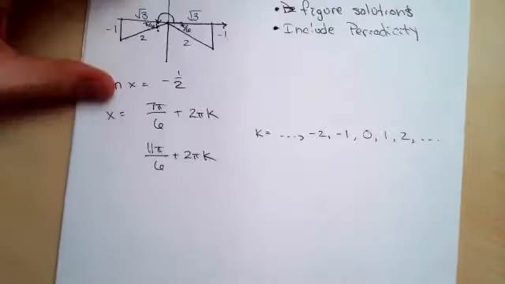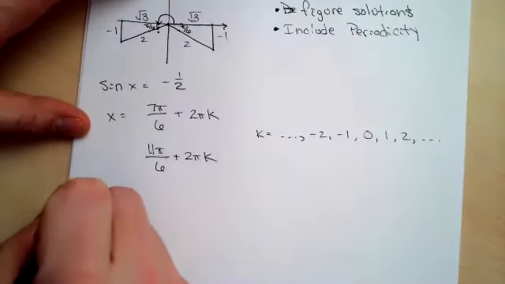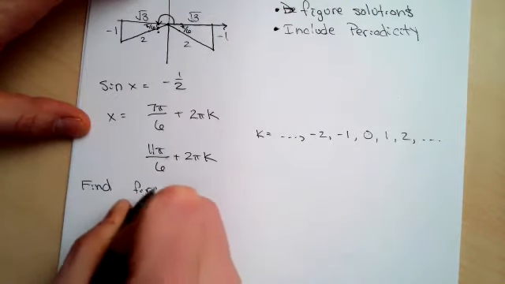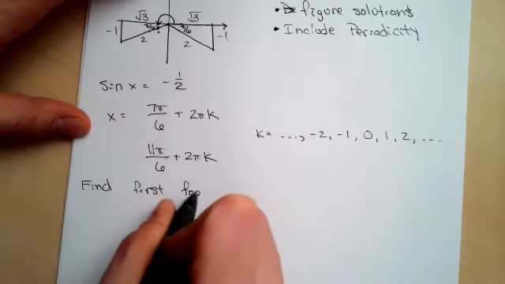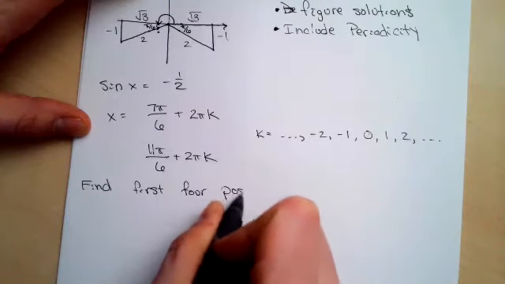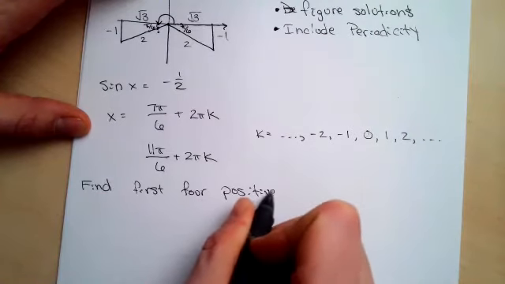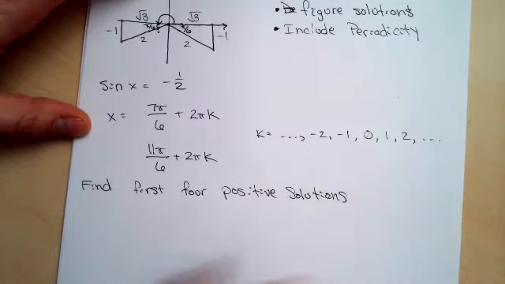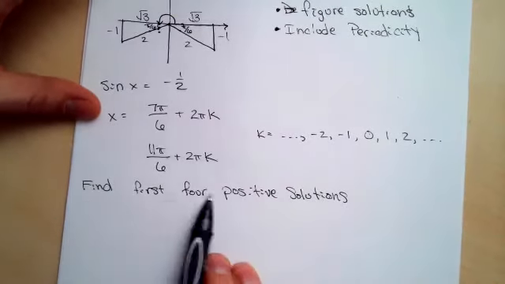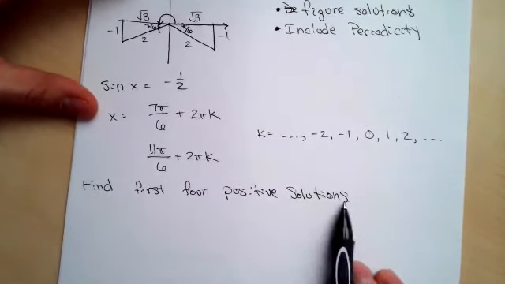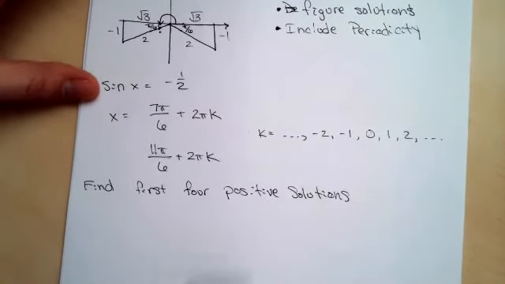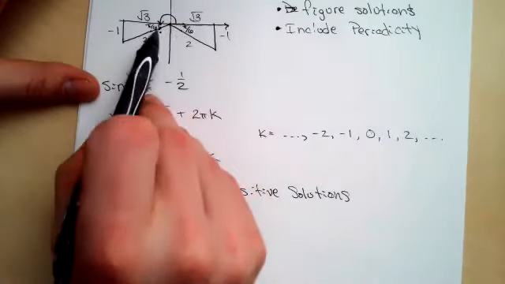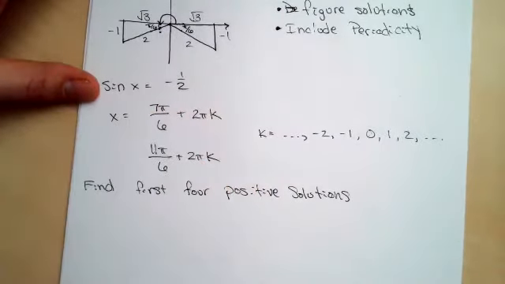So for example, oftentimes what the problem might state is find the first 4 positive solutions. Or it could say find the first 2 positive, find the first 2 negative solutions. So remember, our k values can be negative. That just means we are wrapping around the circle in the opposite direction.